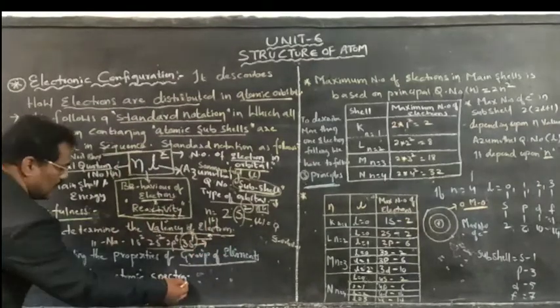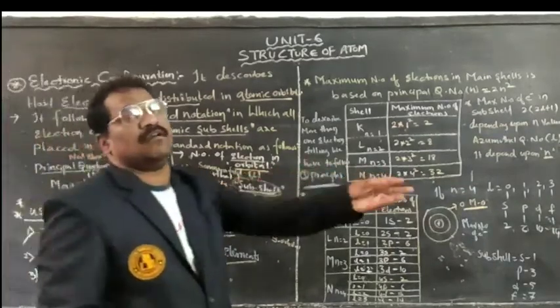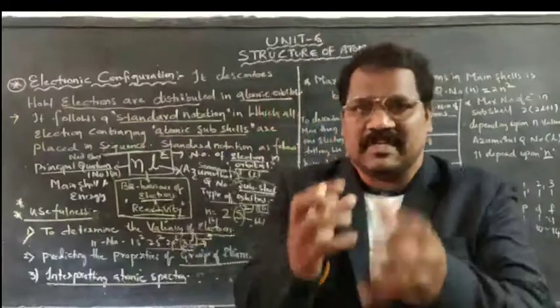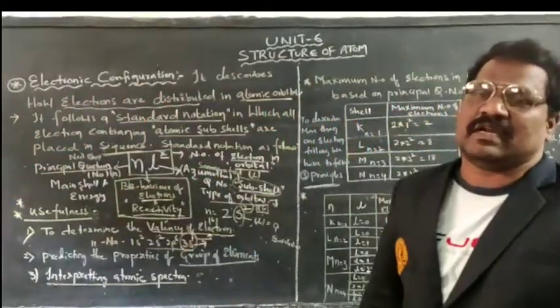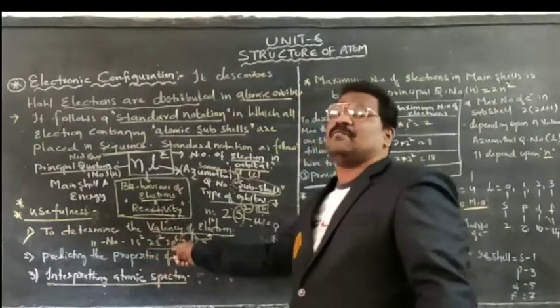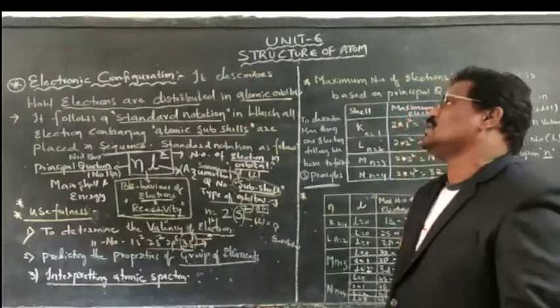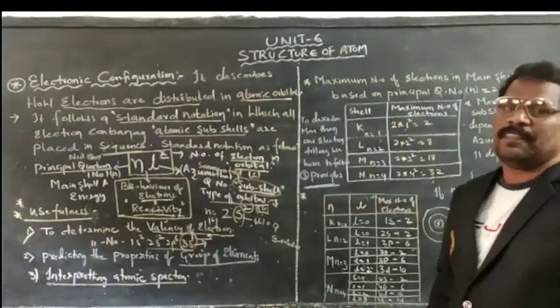Not only that, it can also be used for interpreting atomic spectra. Spectra means splitting up into different subshells when an electric field as well as a magnetic field is applied. About interpreting atomic spectra also, the electronic configuration gives information.